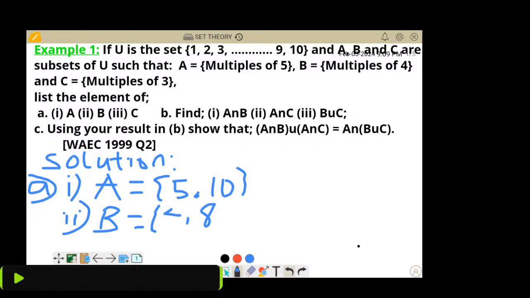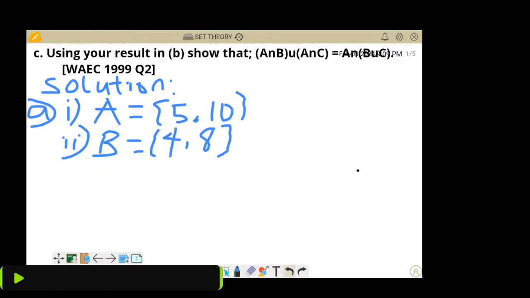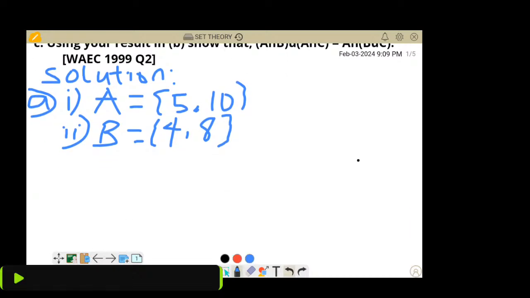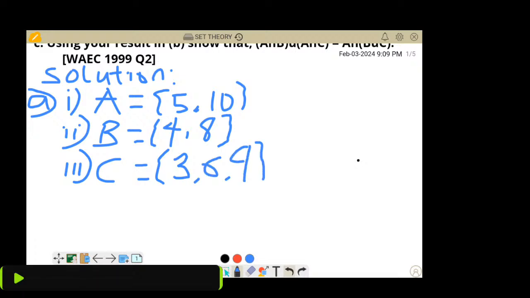We have 4 and 8. There's no other number that 4 can divide without remainder. And C is multiples of 3. So Roman figure 3, C equals multiples of 3. These are 3, 6, 9. Those are the multiples of 3 that are between numbers 1 to 10.